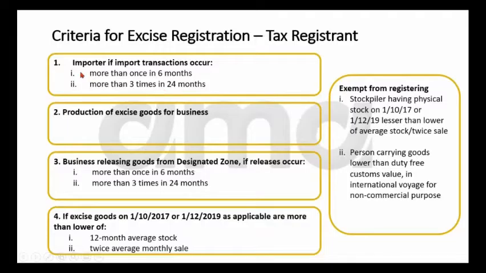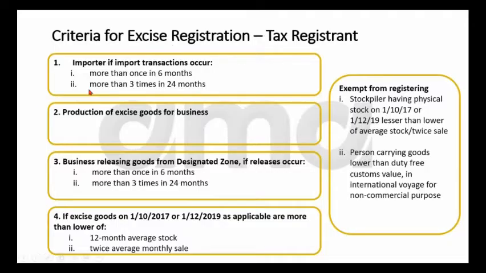So, for example, the first person who should apply for registration is the importer. If he's importing goods quite frequently, what does frequently mean? It means that he is importing goods more than once in 6 months, or more than thrice in 24 months. I mean, in 2 years, if he is importing at least 4 times, or in 6 months at least 2 times, then he is mandated to register for excise tax.